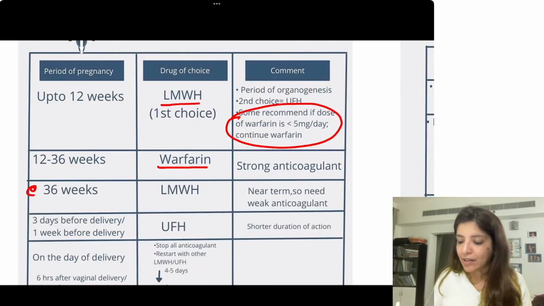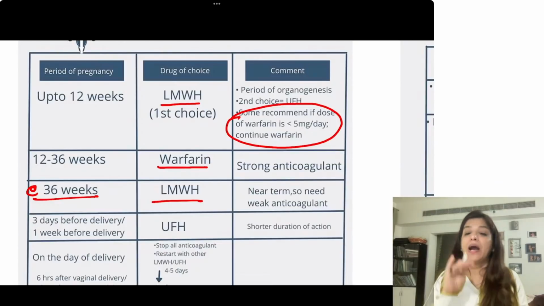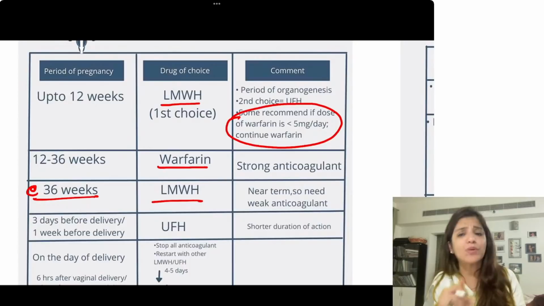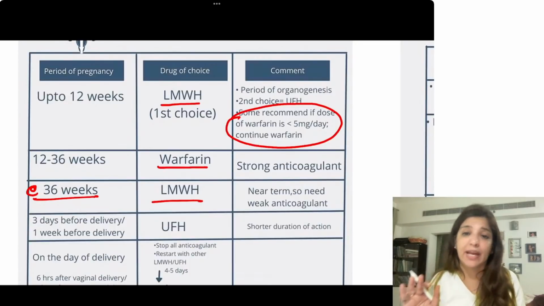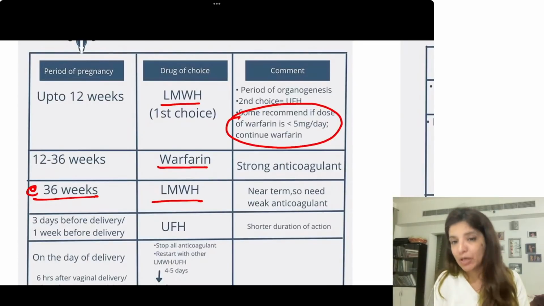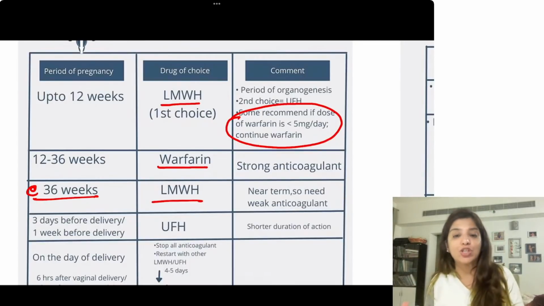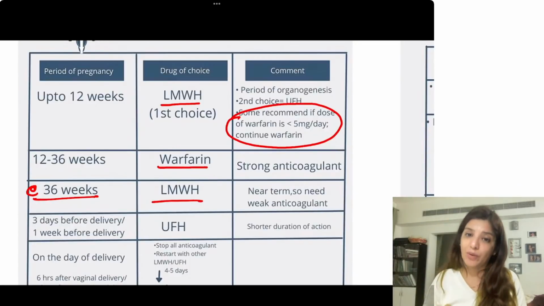Now again at 36 weeks, from warfarin, I will shift her to low molecular weight heparin. Why? Because near term, I am not going to use a strong anticoagulant. After 36 weeks, patient may go into labor anytime, and I do not want the patient to be on a strong anticoagulant when she goes into labor. So I have to switch to a weaker anticoagulant, and between low molecular weight heparin and unfractionated heparin, I am going to choose low molecular weight heparin.